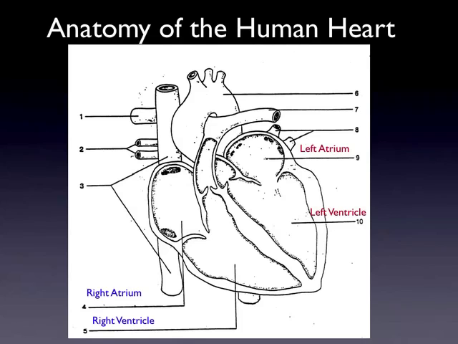The atria are the smaller of the chambers. They're the top ones. They receive blood. Ventricles are bigger chambers. They are the ones that are responsible for pumping blood out of the heart. All right, so let's start again in the right atrium.